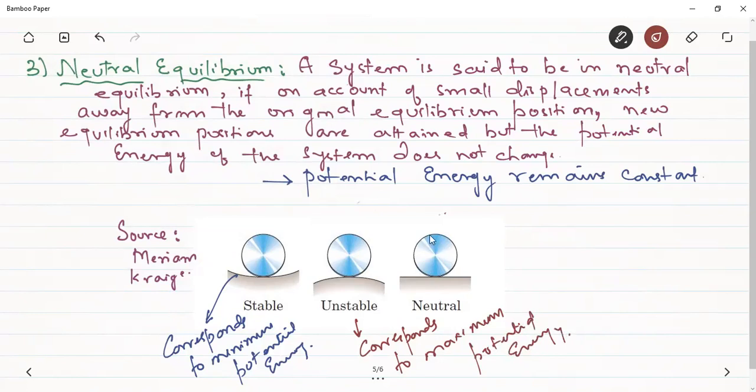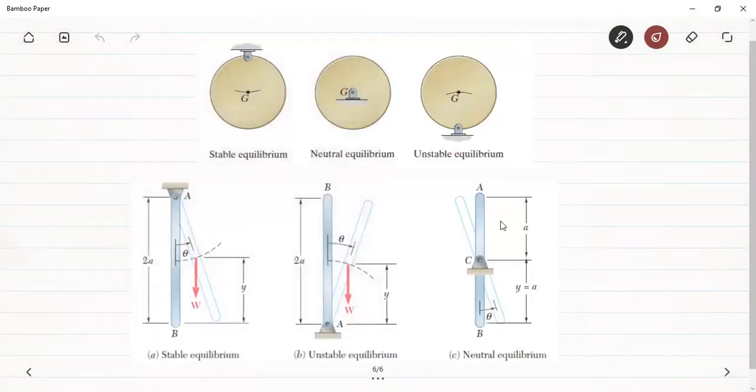And in this case, if we are giving the displacement to the roller, it will obtain another equilibrium position, but the energy, or the potential energy, will remain constant. Okay, the potential energy remains constant. So these equilibrium positions, different texts have shown in different ways.